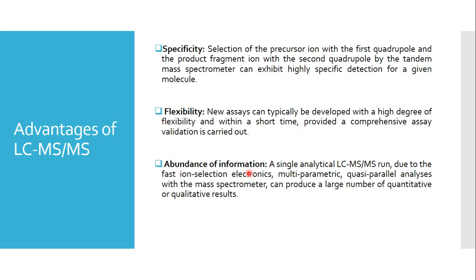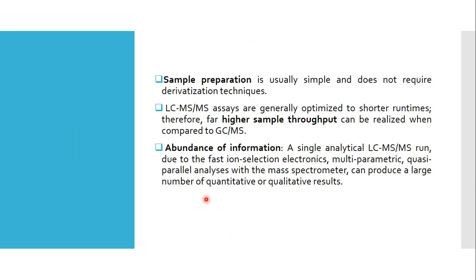Abundance of information. A single analytical LC-MS run, due to fast ion selection electronics, multi-parametric and quasi-parallel analysis, can produce a large number of quantitative or qualitative results. Then sample preparation here is simple and does not require derivatization techniques. LC-MS methods are generally optimized for shorter run times. Therefore, far higher sample throughput can be obtained when compared to GC-MS.